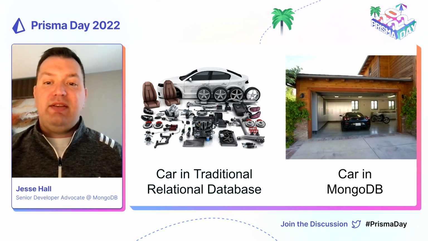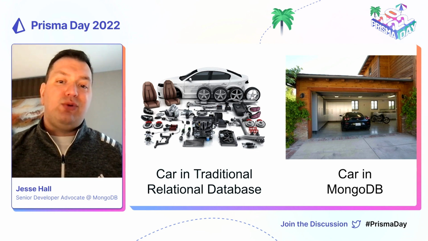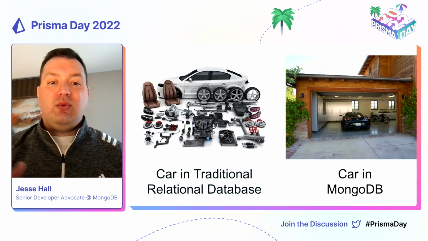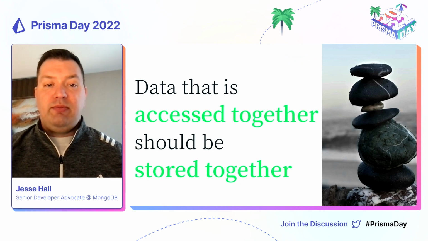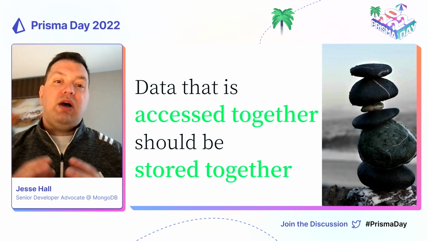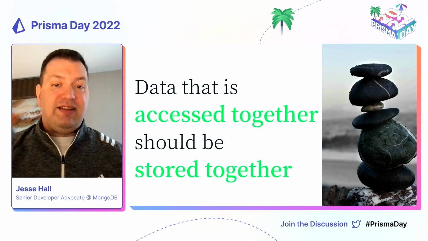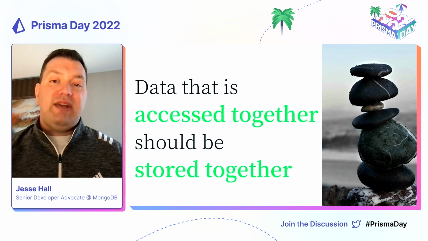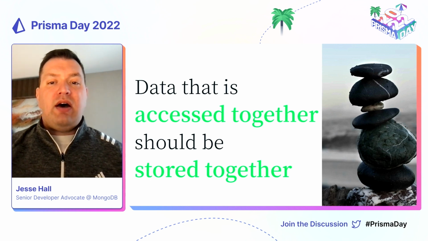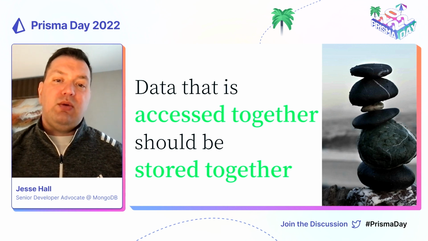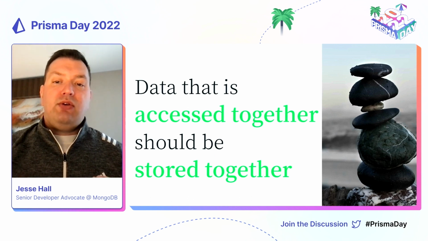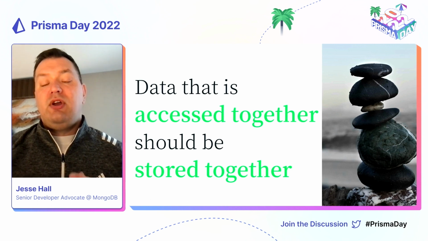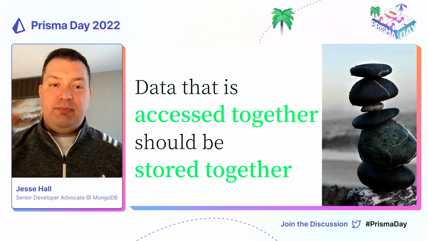In a document database like MongoDB, this is how we store our cars. It's all together, ready to go when you need it. So generally in MongoDB, data that is accessed together should be stored together. And if there's one thing that I want you to come away from this talk with, it's this. This is how we model data in MongoDB. But not all data is created equal. There will be use cases where we don't need all of the data every time. And so we're also going to talk about how MongoDB stores related data in different ways.